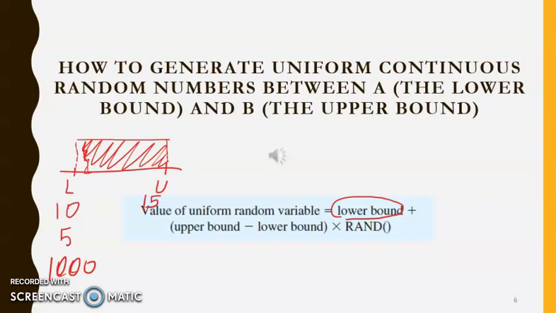For example, in this case, the lower bound is 10 and the upper bound is 15. The range size, the range length, is 5. And you put it here, times rand. In that situation, you get your intended uniform random number. Let's do it together in Excel.